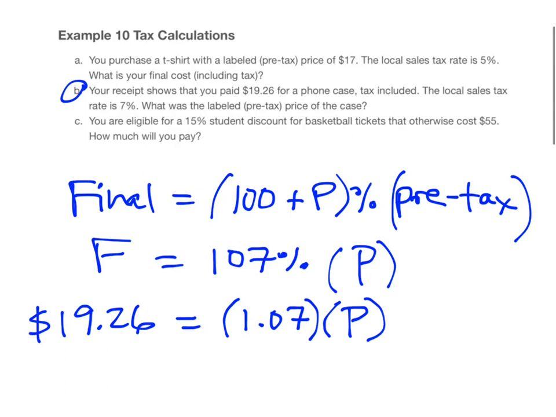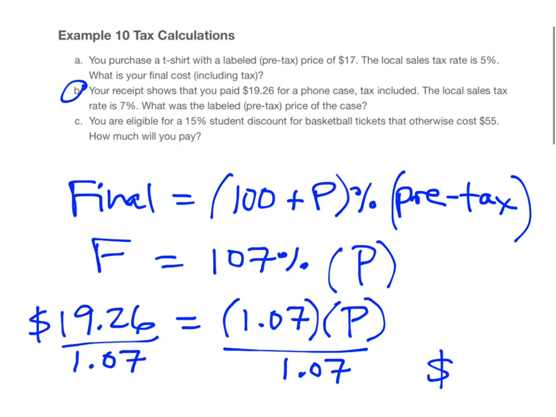All right, so to solve this, we need to divide both sides of the equation by 1.07. And then we get the pre-tax price, which is $18. All right, and then just a quick check to see if it makes sense. The pre-tax price should be lower than the price with tax included, and it is, so that seems to make sense.